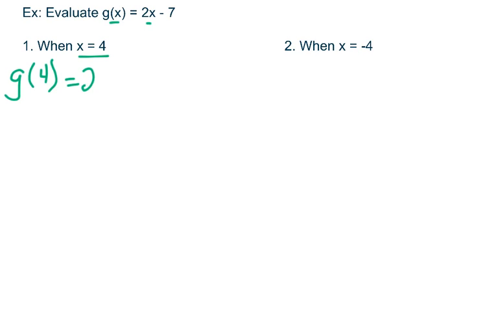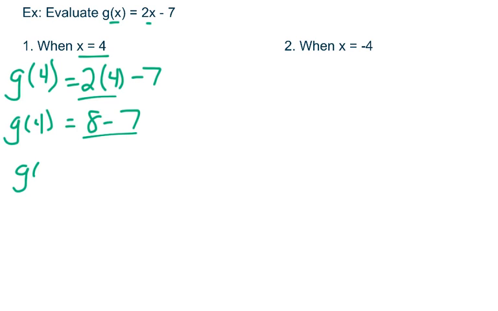g of 4 is equal to 2 times my x value, which is 4, minus 7. We can do 2 times 4, so g of 4 is equal to 8 minus 7. 8 minus 7, g of 4 is equal to 1. So what that tells me is that the point, or the ordered pair, (4, 1) would be on the graph of 2x minus 7.